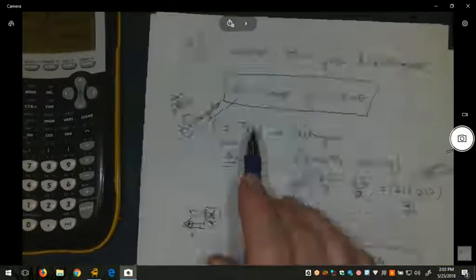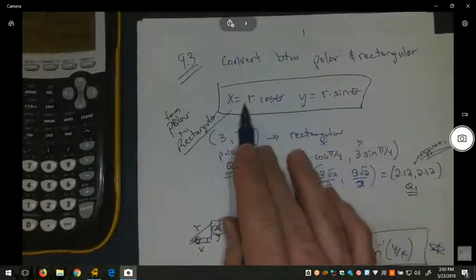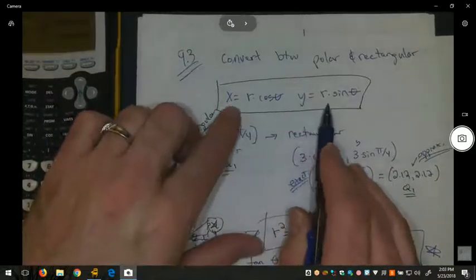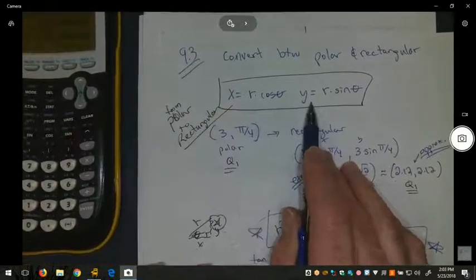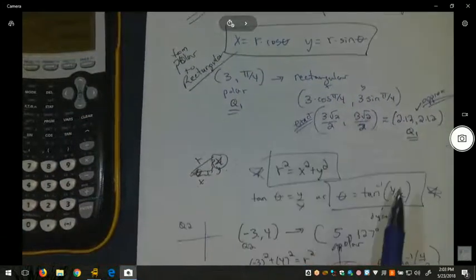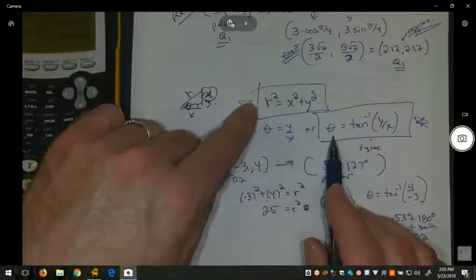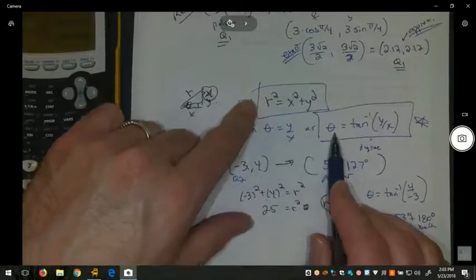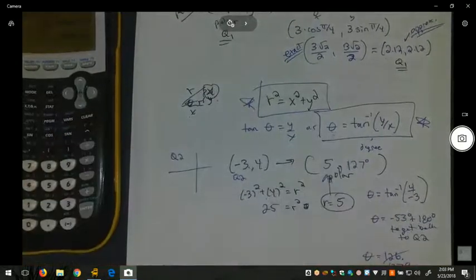So once again, we use these equations as a relationship to help us find the x and y coordinate when we're given a polar coordinate, and we use these relationships to find r and theta when we're given a rectangular coordinate.